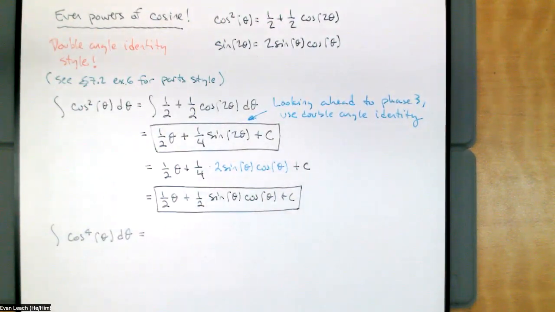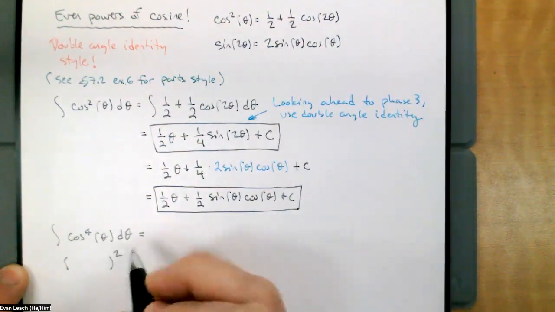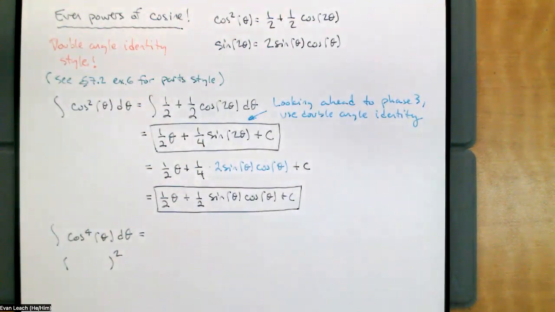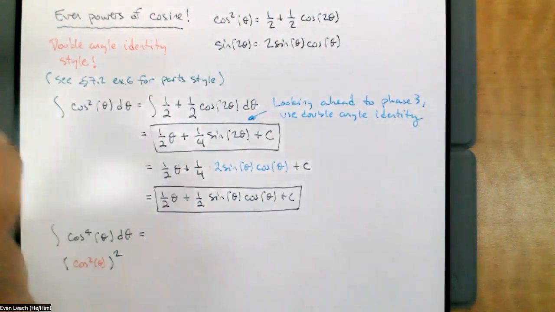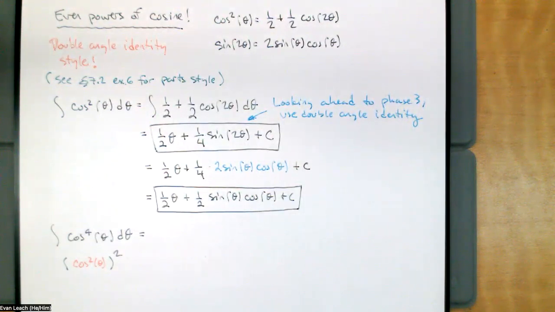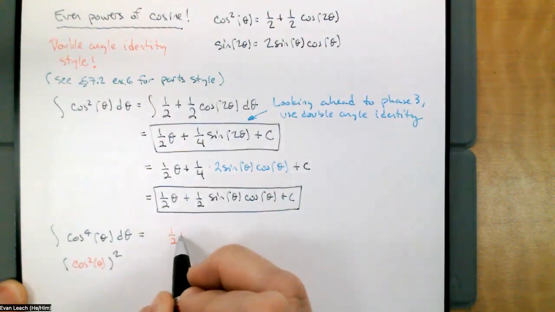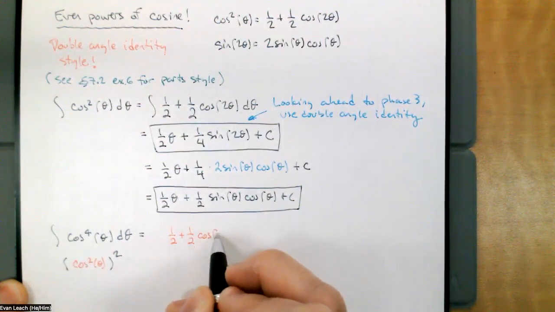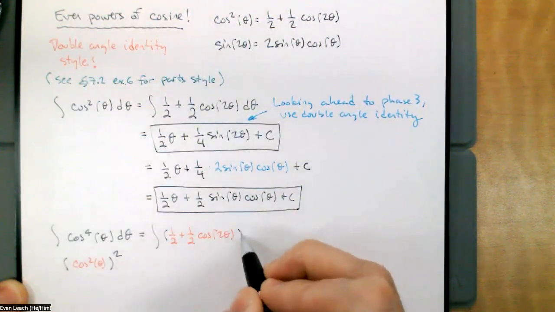So our strategy is going to be to replace cosine squared with our double angle identity. So when we look at cosine to the fourth, we're going to read this as cosine squared theta, all squared. I'm going to replace cosine squared with our double angle identity, a half plus a half cosine of 2 theta. But then I'm going to have to square this before we integrate.